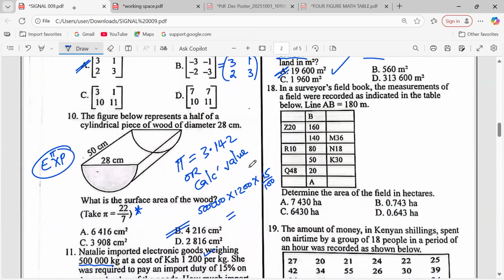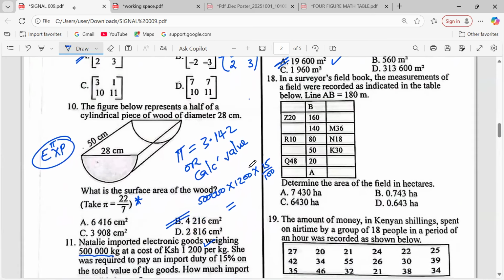Look at number 18 now. We are told that in a surveyor's field book, the measurements of a field were recorded as indicated in the table below. Line AB equals 180 meters. Determine the area of the field in hectares. We're supposed to determine this area first in meters squared according to the dimensions given here. Then later we shall convert the meters squared into what we are calling hectares.